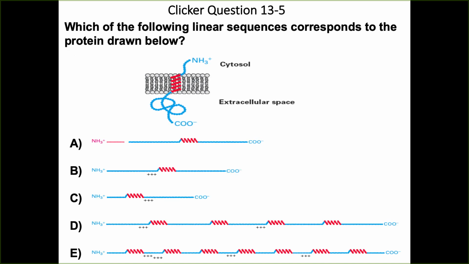All right, so here you may take a little time for this one. Which of the following linear sequences corresponds to the protein drawn below? You have the amino terminal towards the cytosol, then you have the transmembrane domain, then you have the C-terminal in the extracellular space. Good. All right, just one thing for a couple of you who missed it: remember it's a very small trick. Wherever you see that plus end, that's going to be on the cytosolic side. That's the bottom line, and that's very easy to do. So, all right.